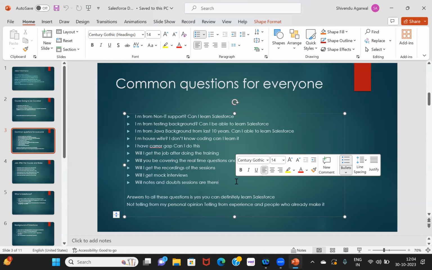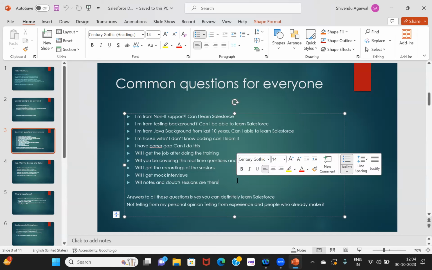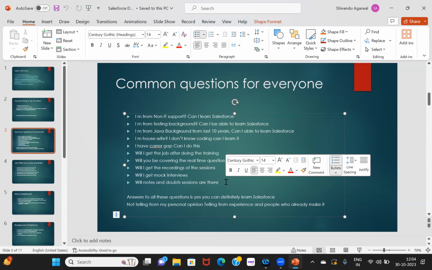Okay. It will definitely be possible. I am from a non-IT background too. It will be a benefit for you because you are from a marketing and sales background. So you can learn Salesforce and that will benefit you.